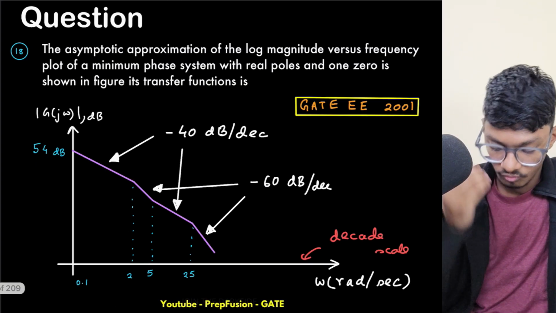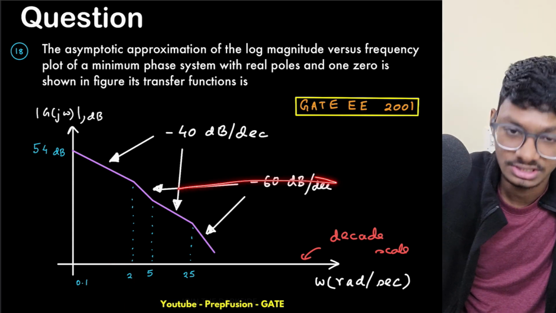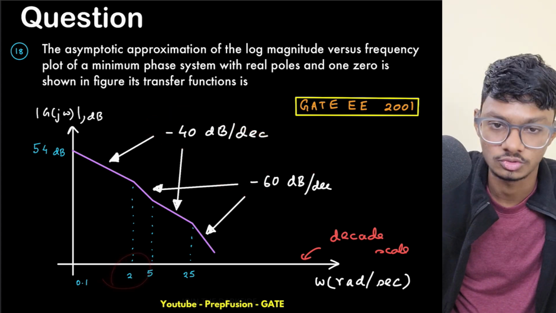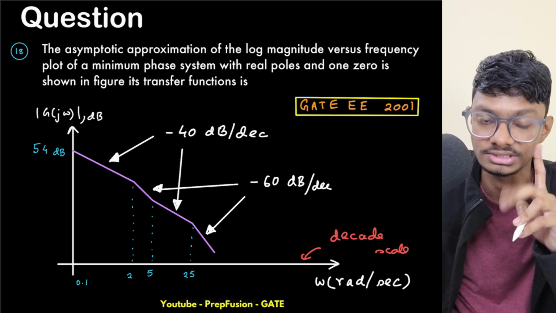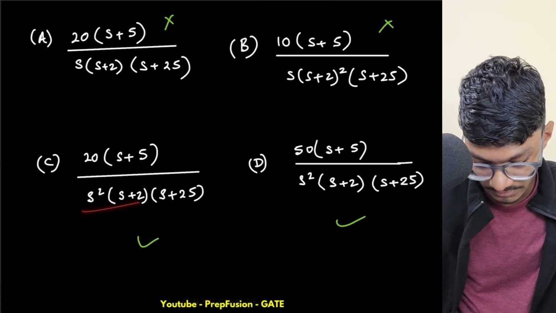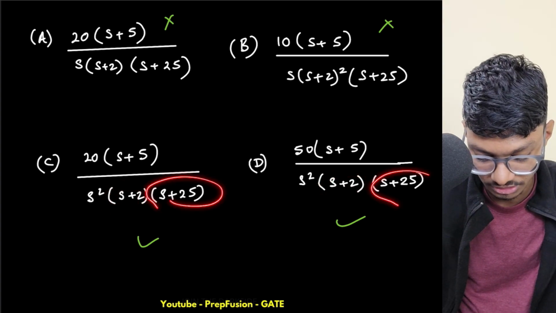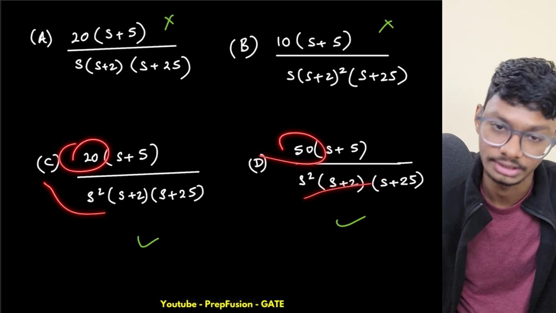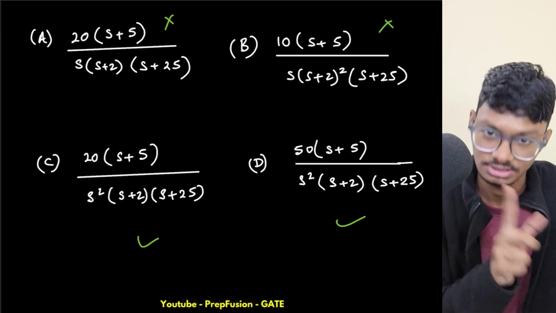Now what next? From minus 40 dB per decade, this becomes minus 60 dB per decade at omega equals 2. So obviously my slope reduces by 20 dB per decade. That means I have only a single pole at this location of 2. This is also a single pole, and this is also a single pole. Everything is the same for these two. Only this coefficient, this K, the value of K, is changed.